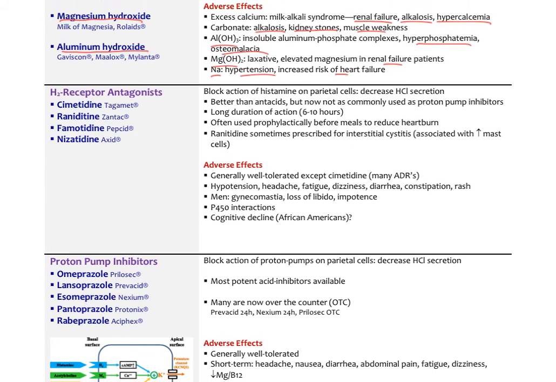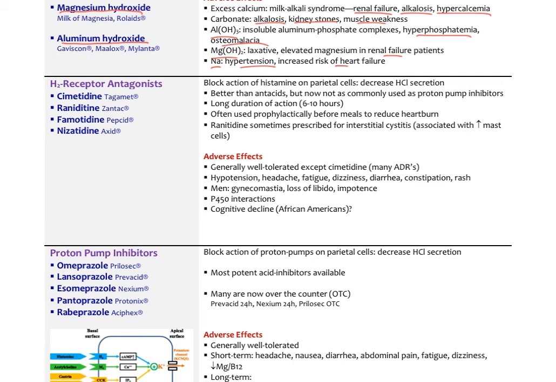The H2 receptor antagonists, examples here would be cimetidine, Tagamet, ranitidine, Zantac, famotidine, Pepcid, and the Axid. I don't see that one being used much anymore. But these first three in particular, very commonly used. These, again, decrease HCl secretion by blocking the H2 receptors. Longer duration of action. Again, they should be used maybe more chronically for patients, transition them off the PPIs if they have nothing else available. And they're often used prophylactically before meals to reduce heartburn.